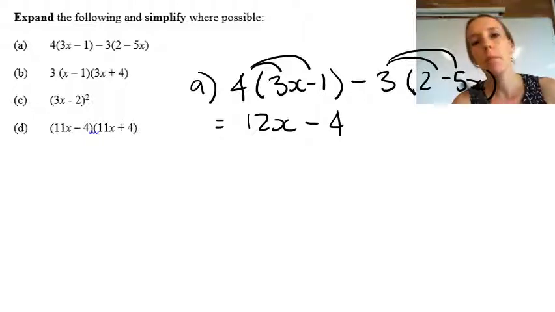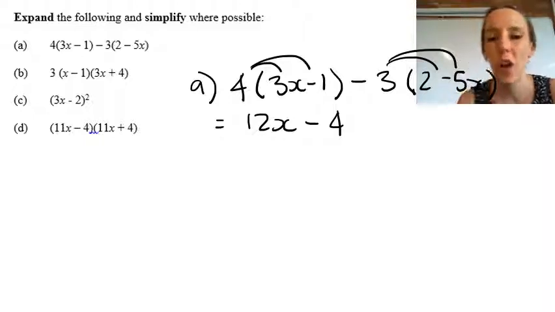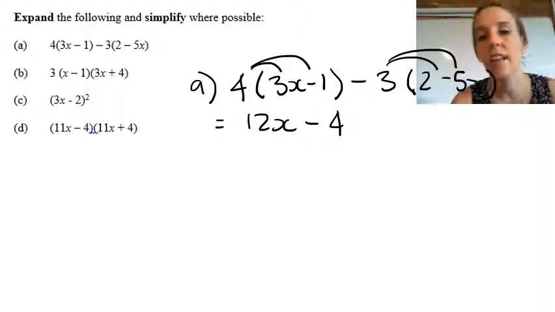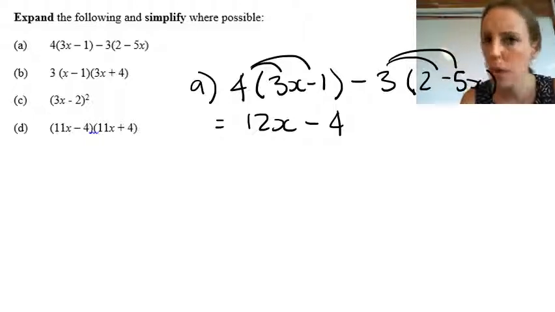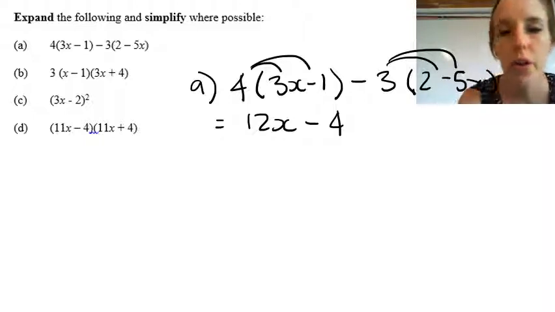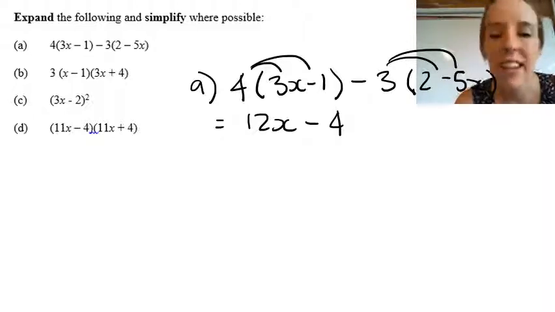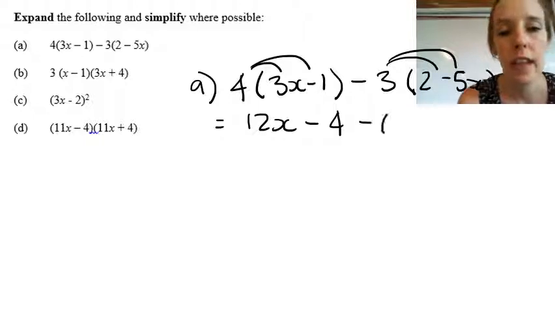Now this second bracket, because I'm taking everything away, it's going to change the signs of everything, because I'm taking away everything after that takeaway. So you can treat it like a -3 when you're timesing the numbers. That's the way it works best for me. Or you can just swap the symbols around, whichever works for you. So I'm going to take it like a -3 times 2, which is going to be -6, and -3 times -5x is going to be 15x.